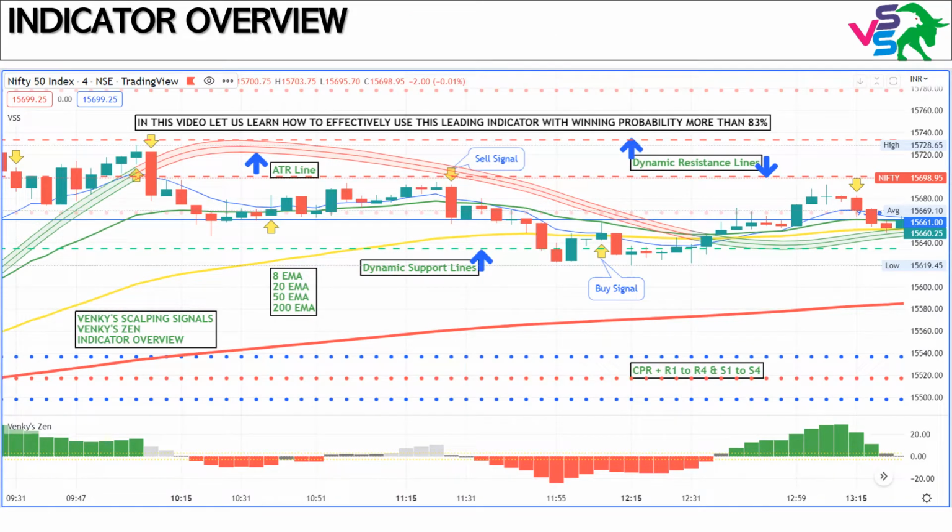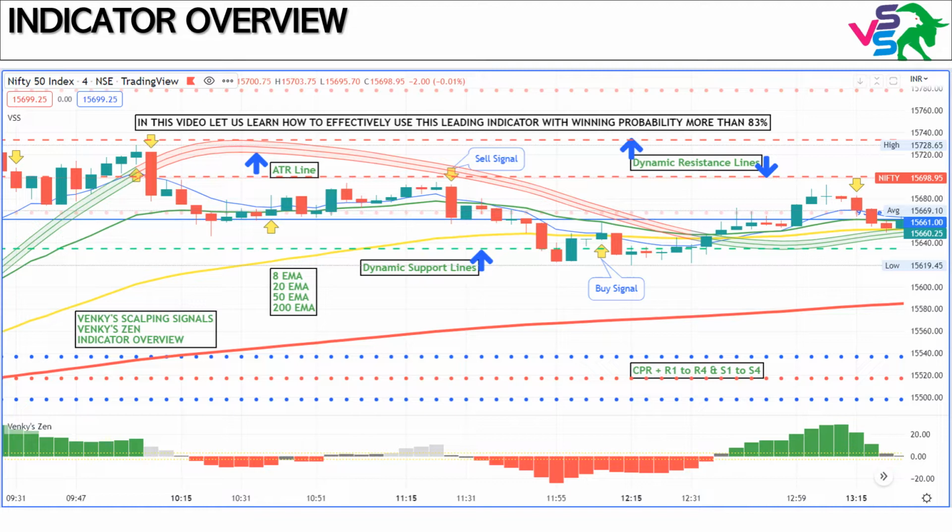In this video let us learn how to effectively use this leading indicator with a winning probability of more than 83%. The screen replicates two indicators, and both work together: VENKY'S Scalping Signals Gold and VENKY'S Zen.